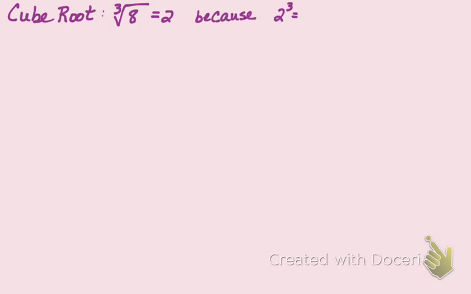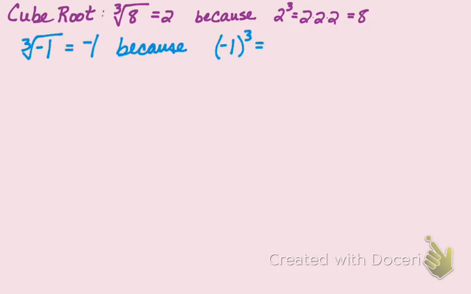So a different radical that we can look at is called the cube root. And the cube root is undoing the power of 3, the exponent of 3. So the cube root of 8 equals 2 because 2 cubed equals 2 times 2 times 2, and that equals 8. The cube root of negative 1 equals negative 1 because negative 1 cubed equals negative 1 times negative 1 times negative 1, and 3 negatives multiplied together results in a negative answer, so I get negative 1 cubed equals negative 1.